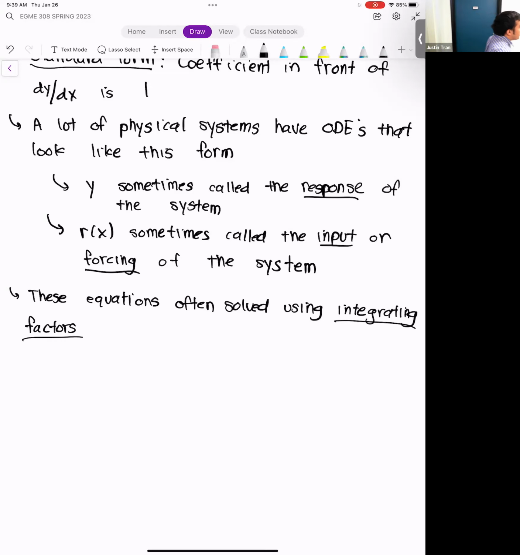These linear ODEs are often solved with a technique called integrating factors. So what are integrating factors? The reason we call them integrating factors is because they're like an additional helper. They're a helper function that lets us directly integrate this equation.